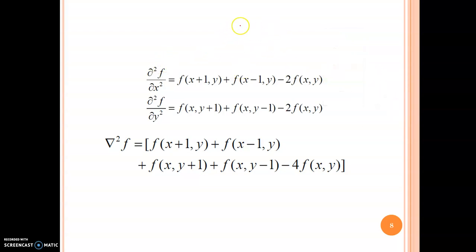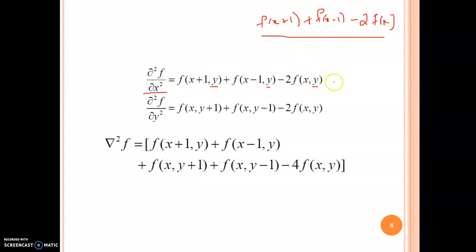The second derivative at a point x is given by f(x+1) plus f(x-1), the sum of the two neighbors, minus 2 times f(x). So first we take the second derivative with respect to x. In that case, we just keep y as constant and apply this expression. So you have f(x+1,y), then f(x-1,y), then minus 2 times f(x,y).